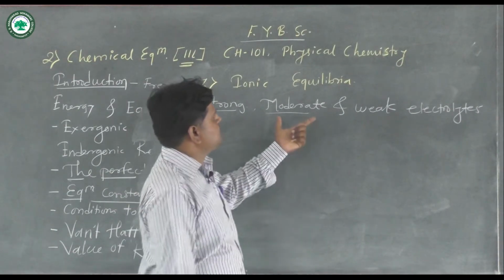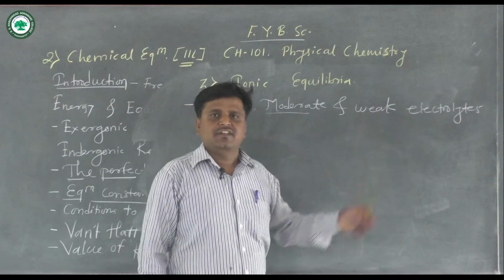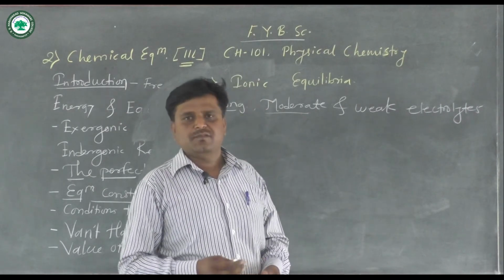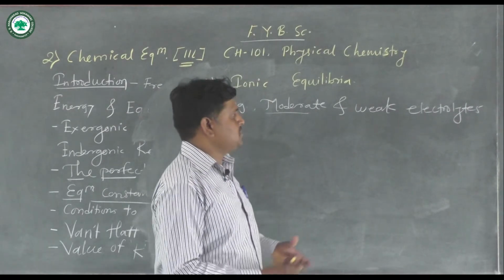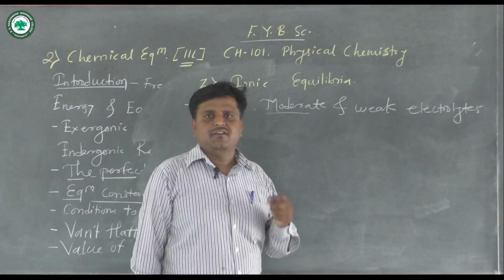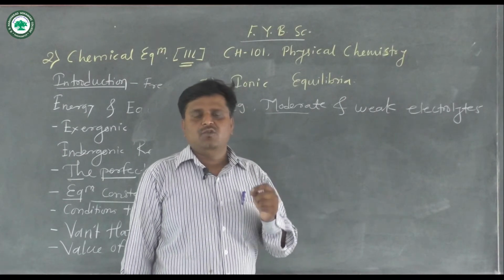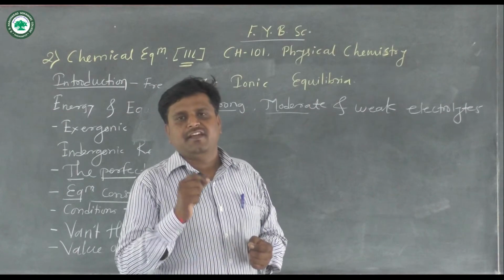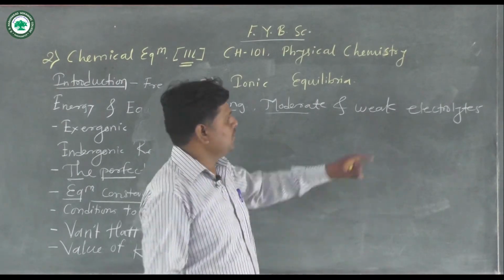That's why we call this moderate. And the last one is the weak electrolyte. So what is meant by weak electrolyte? Weak electrolytes contain electrolytes which are able to conduct electricity, but in very small amounts. So we call this a weak electrolyte.